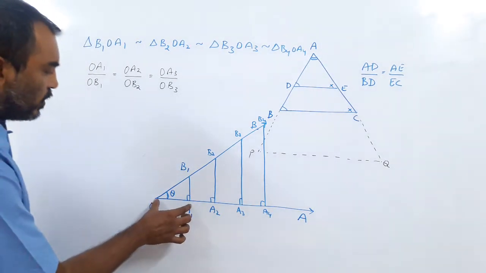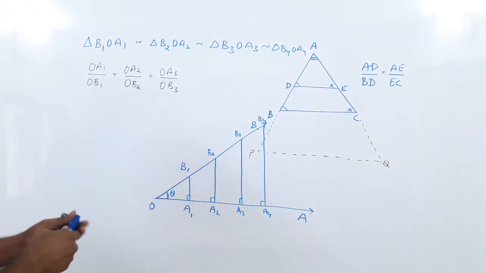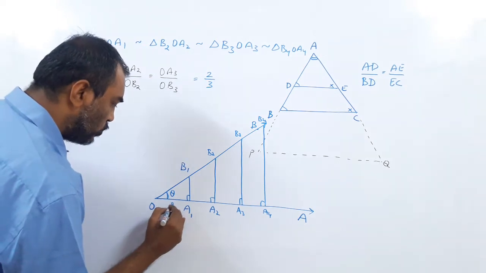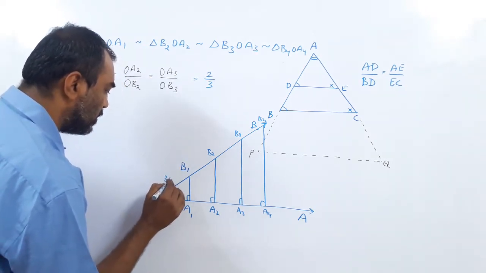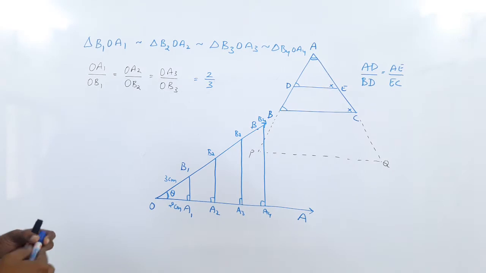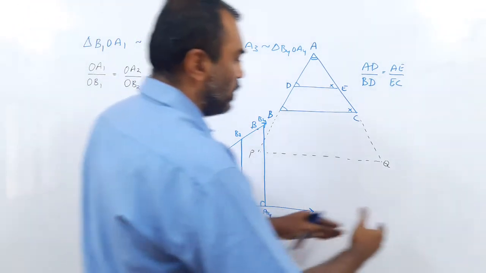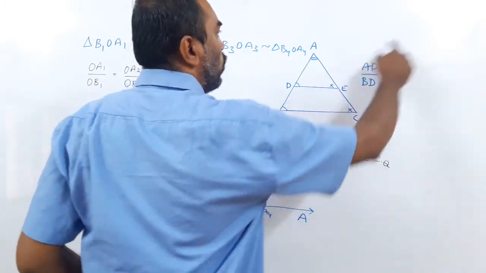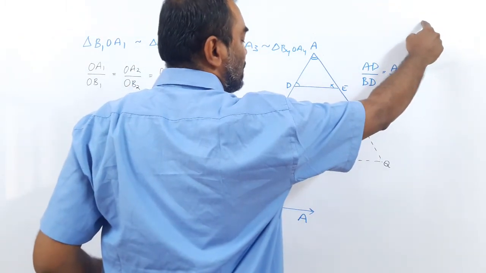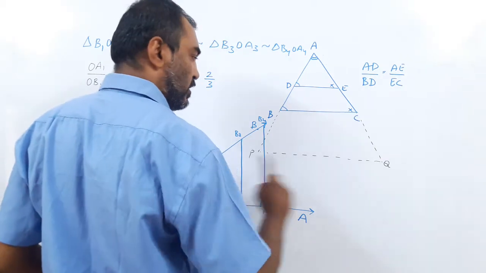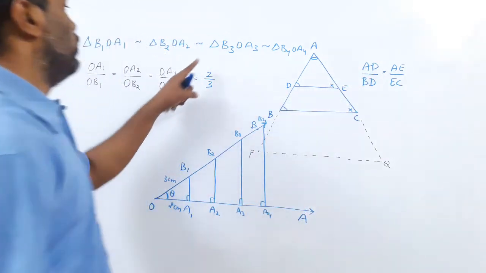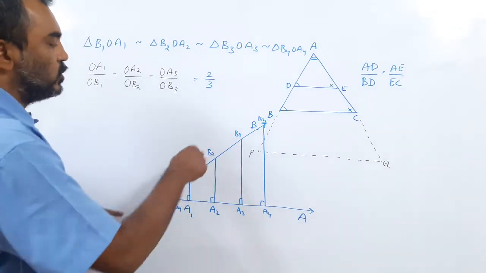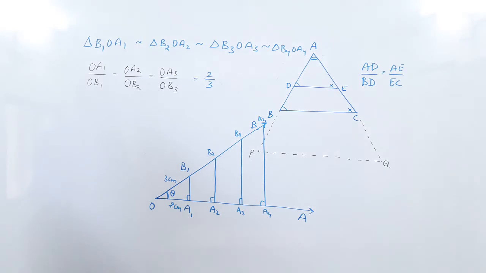So if OA1 and OB1, let us say for example, is in the ratio 2:3, say this is 2 centimeter and this is 3 centimeter, so the ratio is 2:3. Then it is possible that OA10 is 40 and OB10 is 60. 40 upon 60 is also 2 upon 3. So when this angle is fixed, the ratio of the two sides becomes fixed.